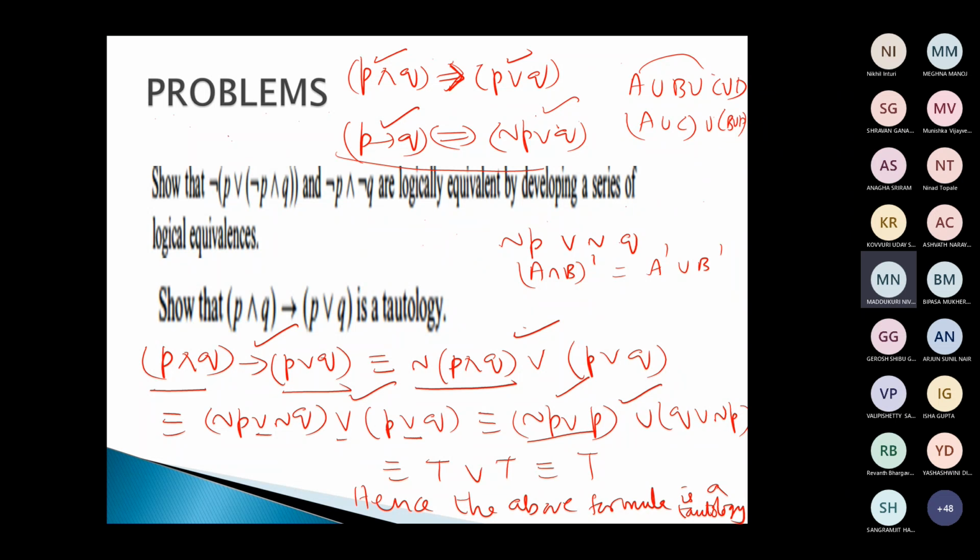Got it? There it should be Q or not Q in the second line at the end. Yes, I have written wrongly. Sorry, it should be Q or not Q. Please correct it. Oh, that's why you got confused? Yes, ma'am. Okay, now it is clear?